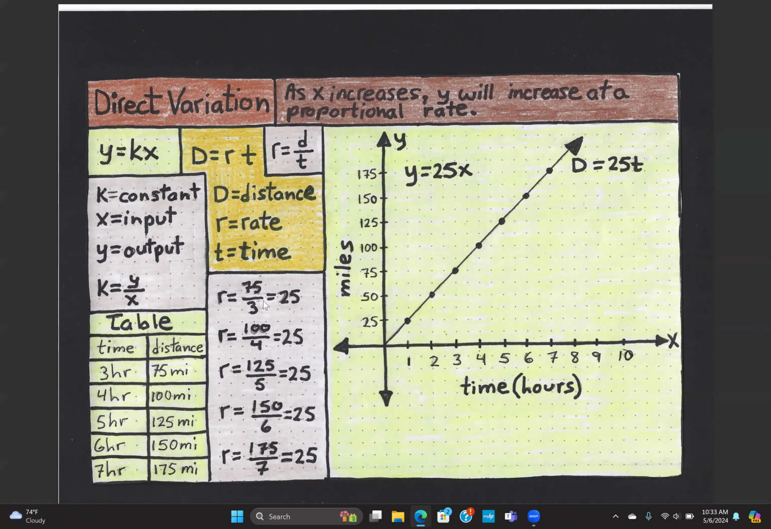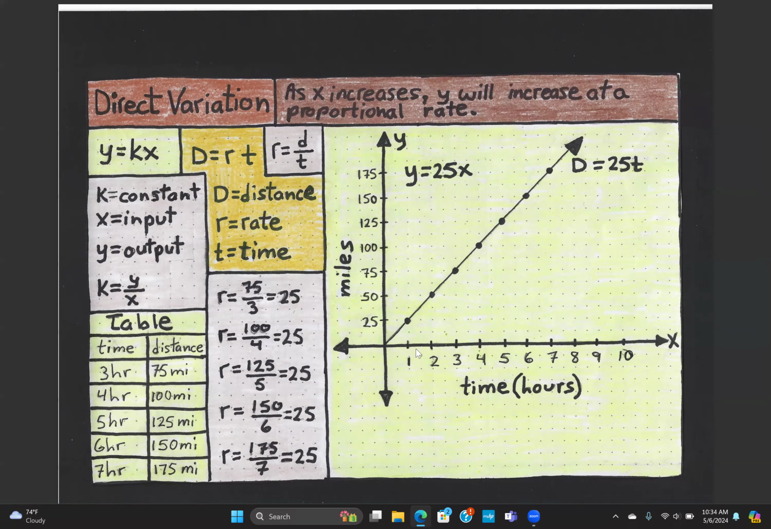And so in this case, 75, which is the distance, and 3, which is the time: distance divided by time, 75 divided by 3 will give us 25. 100 divided by 4 will give us 25. 125 divided by 5 will give us 25. 150 divided by 6 will give us 25. 175 divided by 7 will give us 25 miles per hour. And this is what we're going to use as our r.